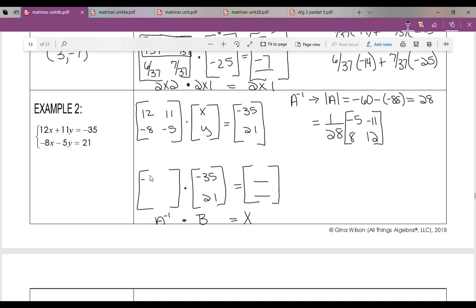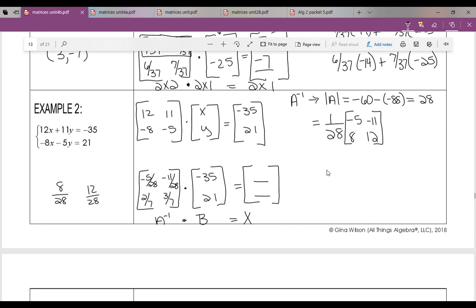So that's -5 over 28, -11 over 28. 8 over 28 actually reduces to 2 over 7. And 12 over 28 reduces to 3 over 7. If it reduces, that's less math that you have to do.